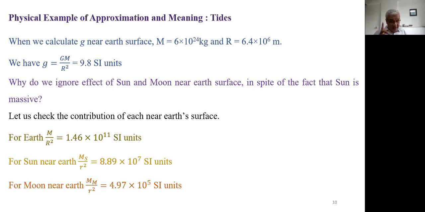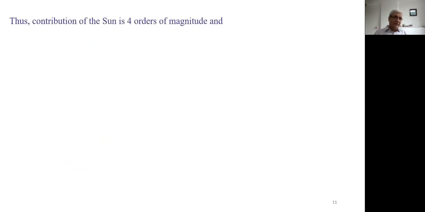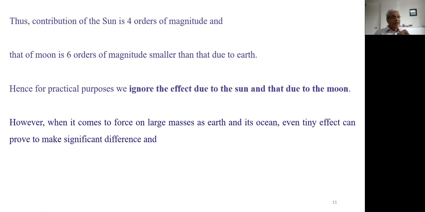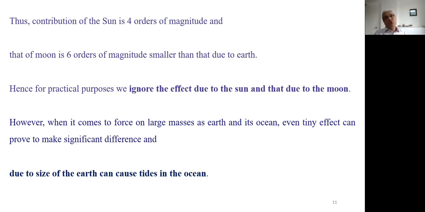But that is because we are talking about small masses. Now look at this. When it comes to force on large masses like Earth and its ocean, even a tiny effect can make a significant difference. And due to the size of the Earth, it can cause tides in the ocean. Let's understand how it does.